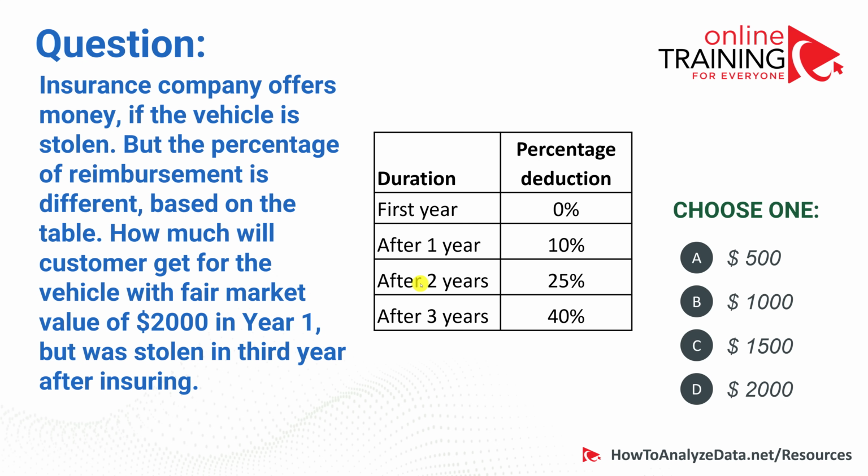Let's look at how you would approach answering this question. After 2 years, you would have to deduct 25% of the original cost of the vehicle. 25% of $2,000 is $500. So $2,000 minus $500 that you would have to deduct would be $1,500 reimbursement that you can get from the insurance company.